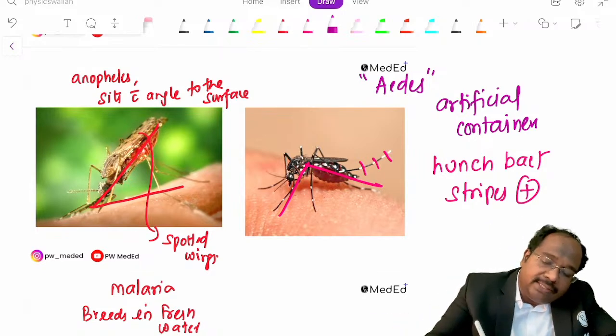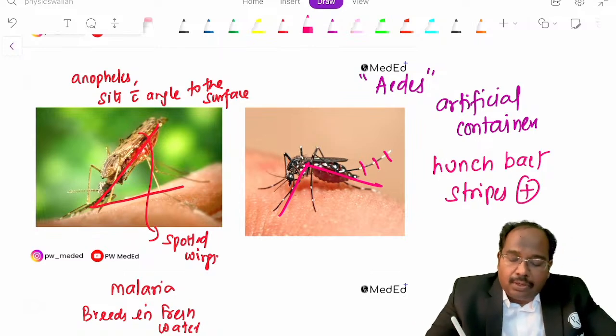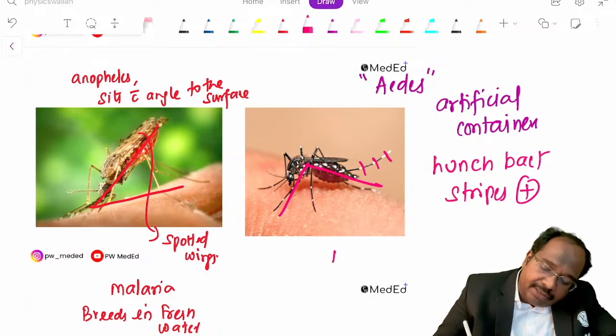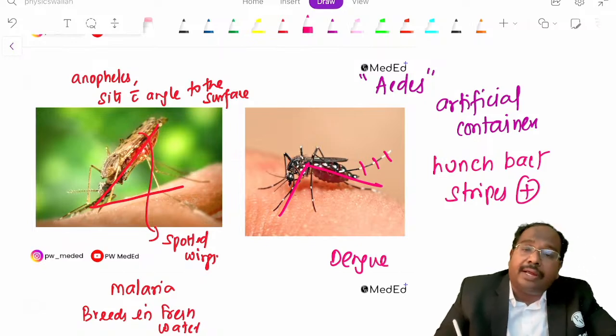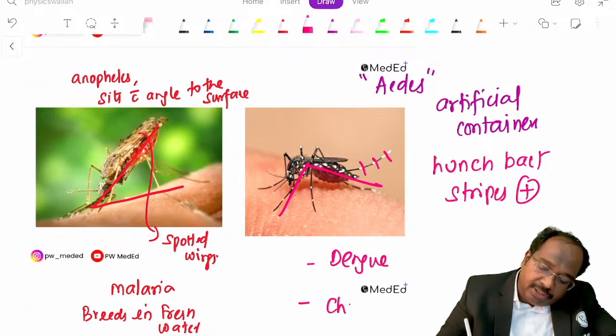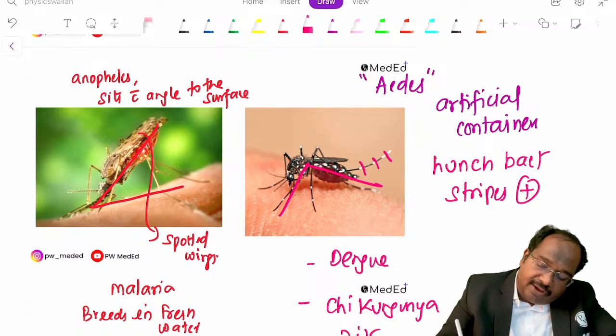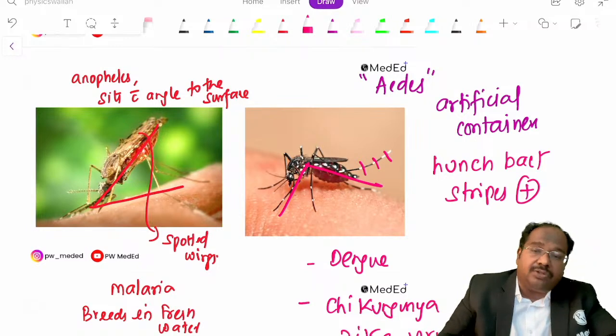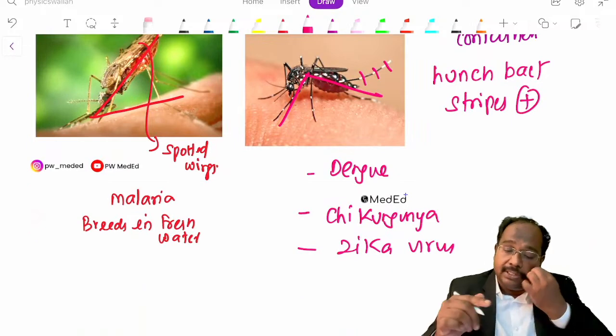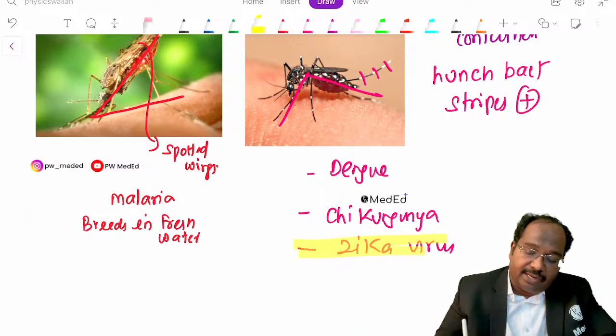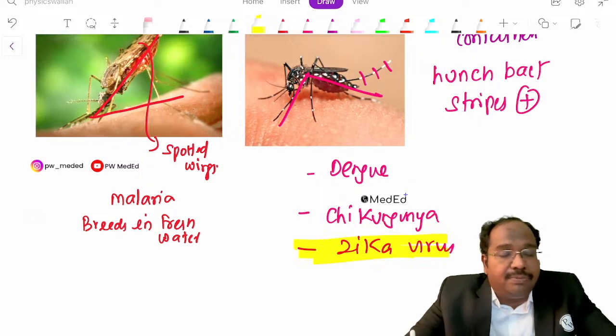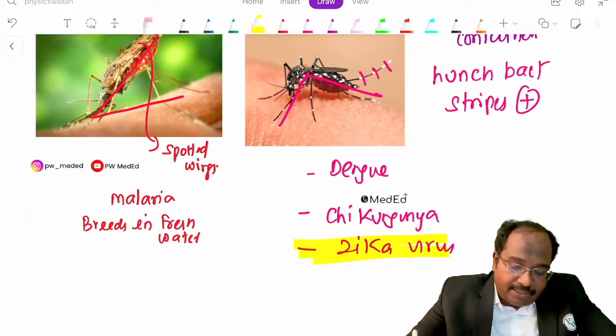Okay, fine. So what diseases does it transmit? It transmits dengue, it transmits chikungunya, and it transmits Zika virus. Recently asked question in NEET exam. Zika virus is transmitted by which mosquito? That is transmitted by this Aedes mosquito. Okay, fine. So am I clear? Shall I continue, guys?